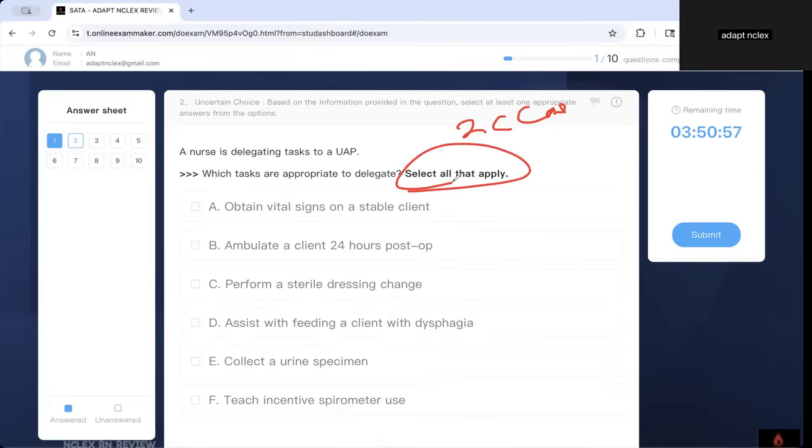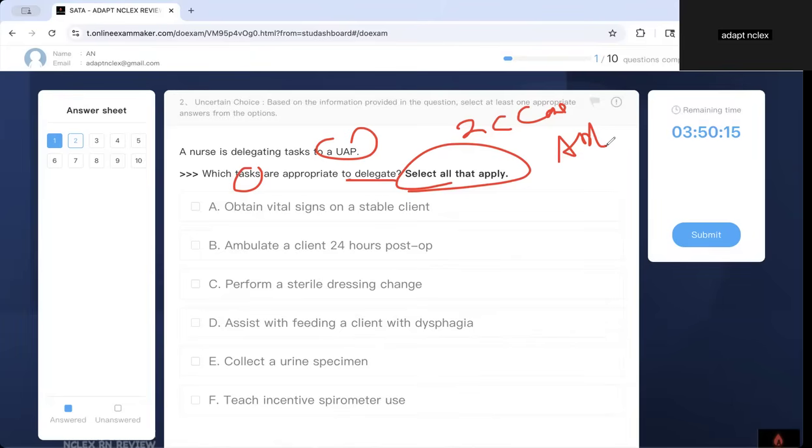Select or apply. Tell yourself, I'm not over-selecting which tasks to delegate to the UAP. And so what? No, you can't say that, because you've got to bring your content. What do I need to know about a UAP? All they know about is ADL and anything that does not require thinking. No assessment, evaluation, teaching. That's all I need. Therefore, when I see a question, I'm looking at each one through the eyes of those 2 C's.